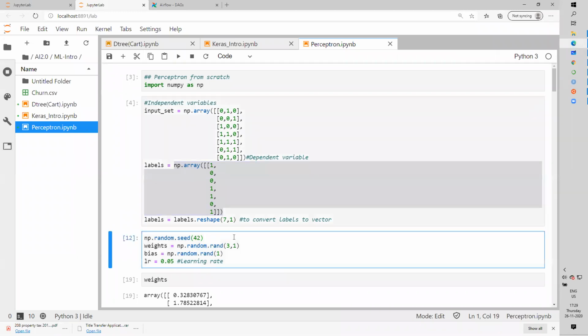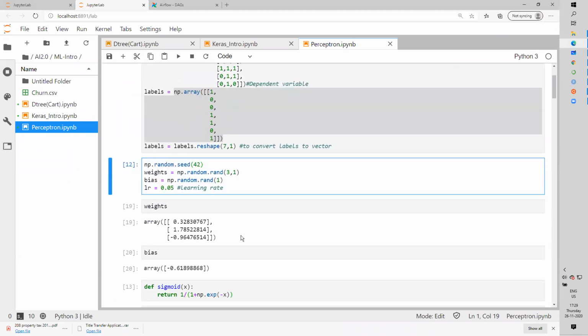Okay. Now I need to initialize 3 weights, W1, W2, W3, right? So using NumPy, within NumPy we have a function called random, and using this I am generating random values with the shape 3, 1. Weights is going to be a NumPy array of the shape 3 rows and 1 column.